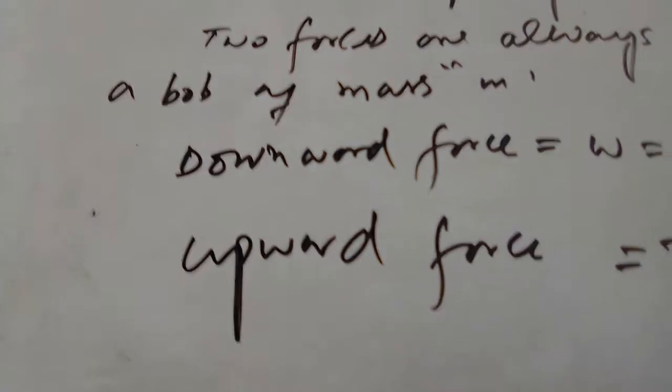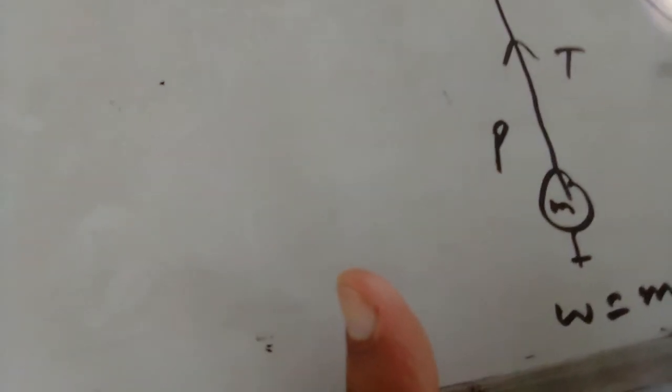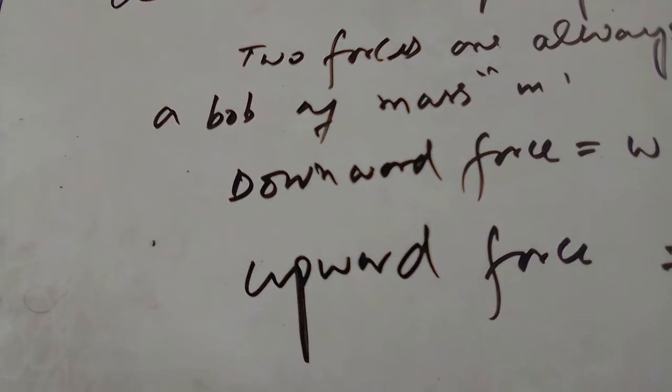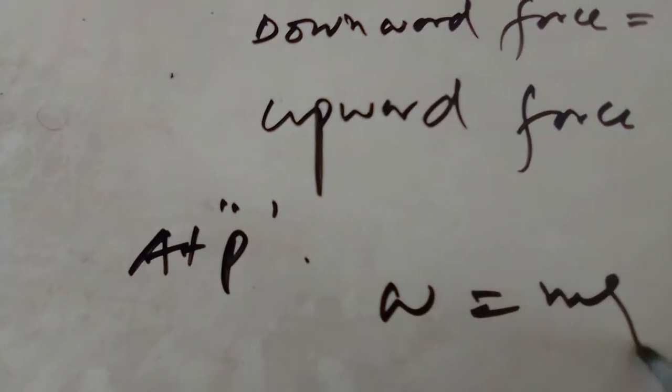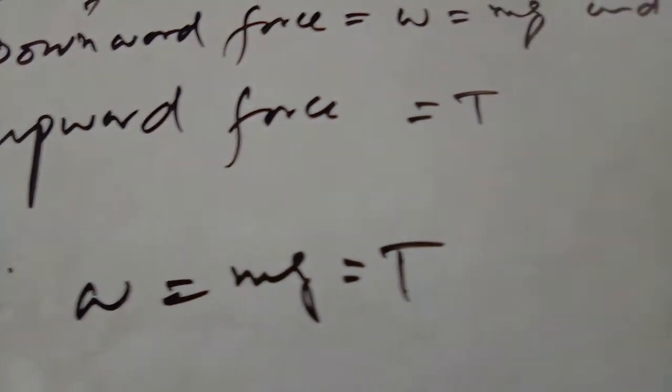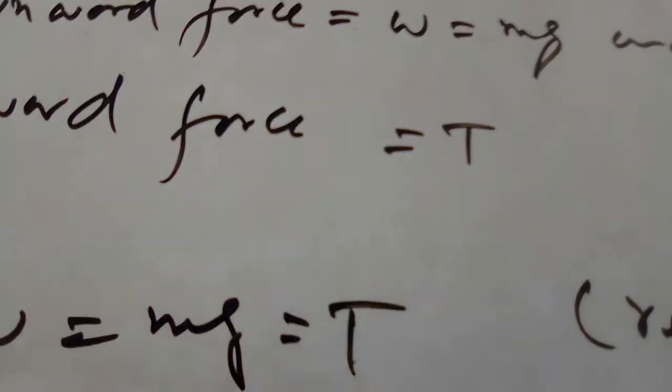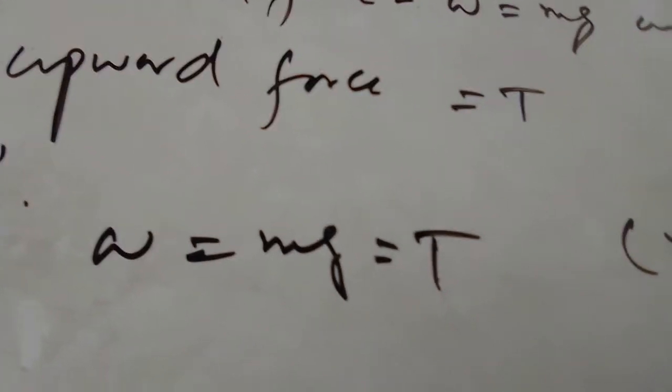At P, W is equal to mg is equal to T, and so the pendulum is at rest because both the forces cancel each other.